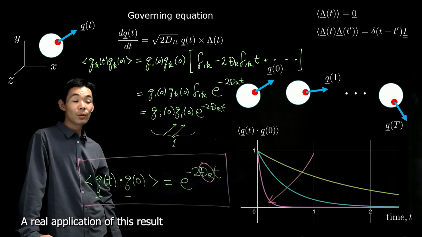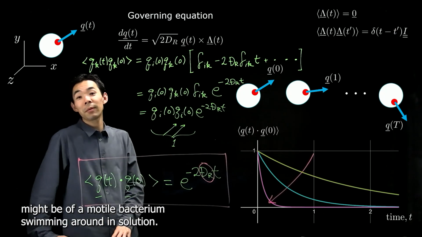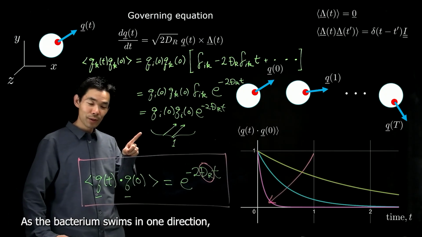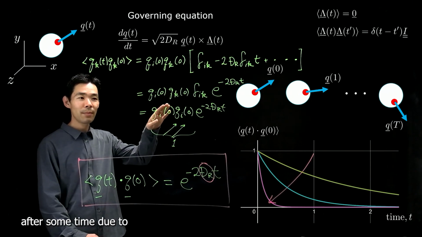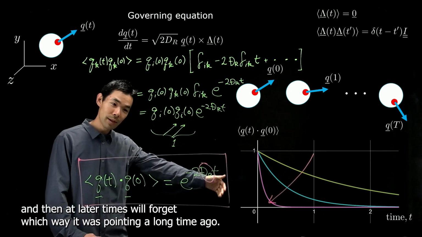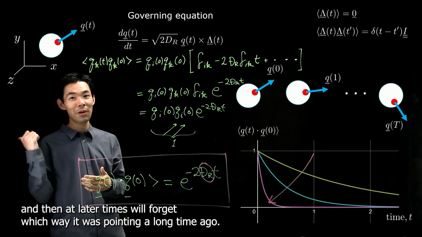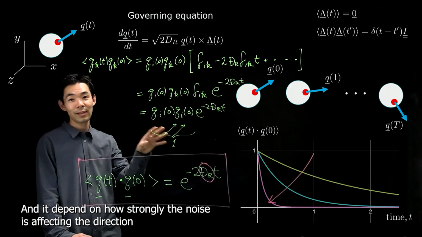So a real application of this result might be of a motile bacterium swimming around in solution. As the bacteria swims in one direction, it's unbundling its flagella, it's swimming, and after some time, due to noise from the surrounding solvent, it will slightly turn over time, and then at some later time, it will forget which way it was pointing a long time ago. And of course, it's going to depend on how strongly the noise is affecting the direction it's swimming in.